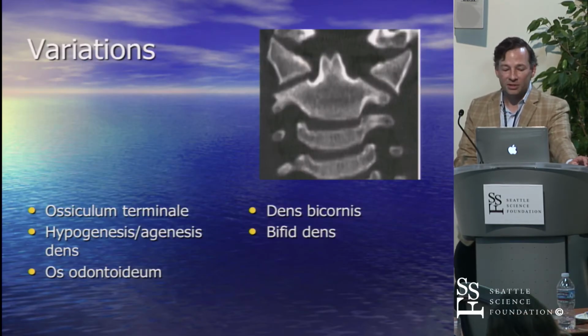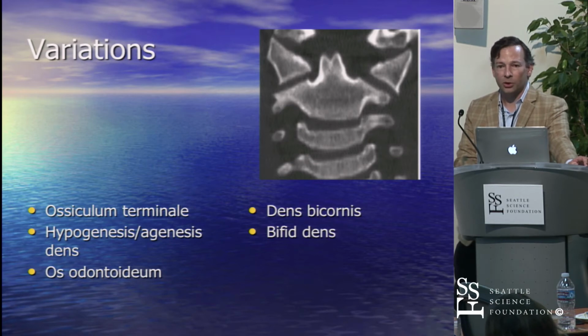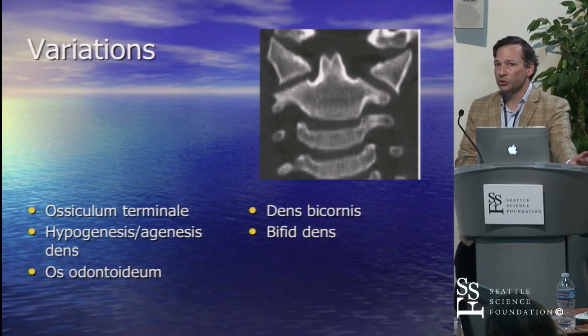We are all familiar with ossiculum terminale. You can also have hypogenesis, agenesis of the odontoid, os odontoideum, dens bicornuate, which is shown here in the upper right, where there's basically a bifid nature to the tip of the dens, and then a completely bifid dens, where the entire dens is split all the way down to the body.